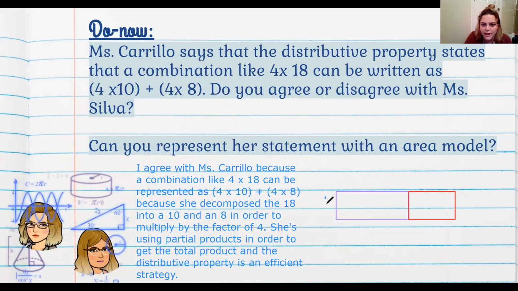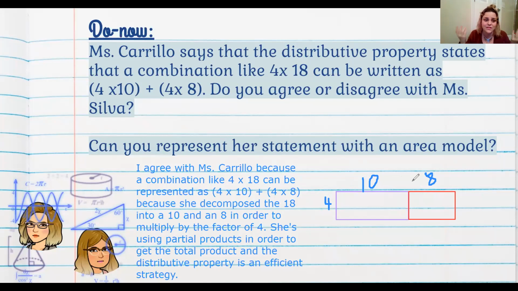So she multiplied 4. That's going to be the height of my area model. And then she multiplied 4 times 10, and then she multiplied 4 times 8. And how does this area model represent 4 times 18? Well, this is the 4, and I'm multiplying 10 and 8. That's 18. I'm just decomposing it to find our partial products, so that it's easier to find the total.